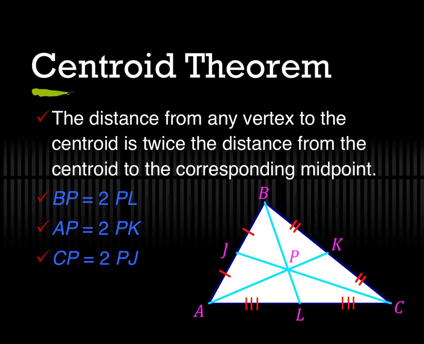Special property number 1. The distance, and it's summarized here, but basically the distance from the vertex to the centroid is twice as long as the distance from the centroid to the midpoint.